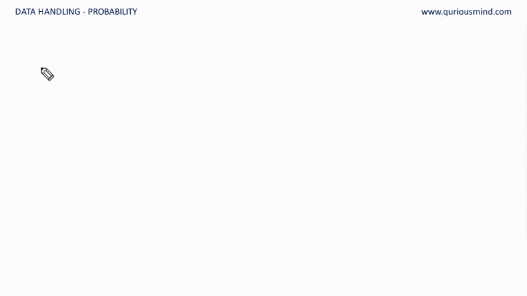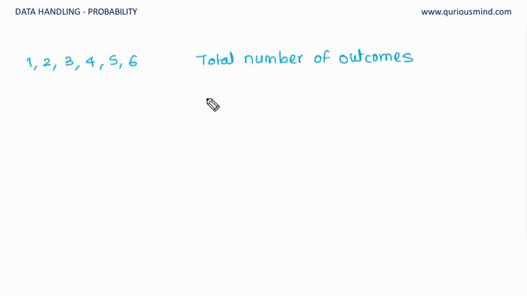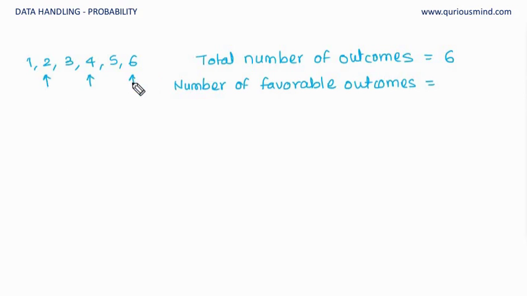So if I throw a dice, what are the total number of observations I can get? I can get 1. Will I get a 7 or 8 or 9? No, I will not get 7, 8, 9. I can only get one of these. So total number of outcomes in this case are 6. And let's say I am interested in getting even number. So I am interested in 2, in 4 and in 6. So there are 3 outcomes I am interested in. And therefore the probability would be number of favorable outcomes divided by total number of outcomes, which is equal to 3 upon 6, and that is equal to 1 upon 2. So that would be my probability in this case.